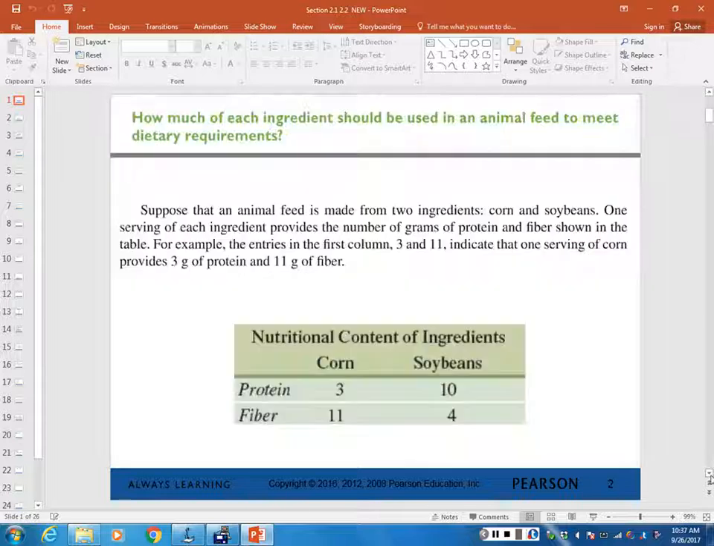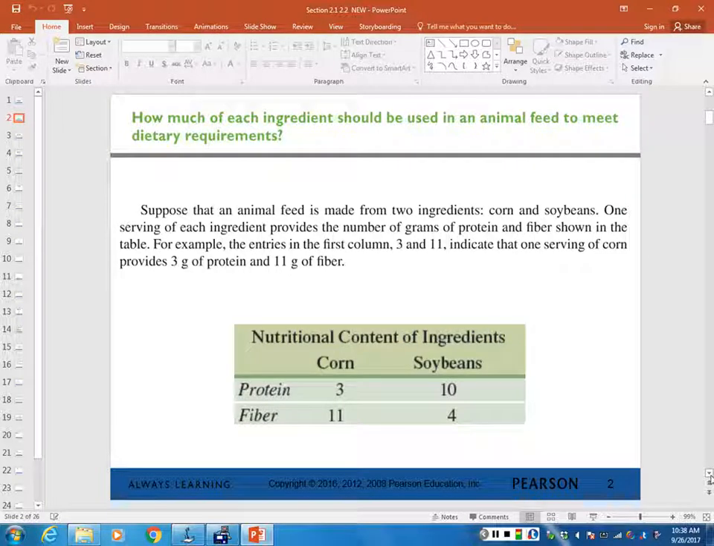So we're going to start off with an applications problem. Now this may not be an application that's near and dear to your heart, but agricultural science and business is a big deal these days. This is a very, very simplified problem.